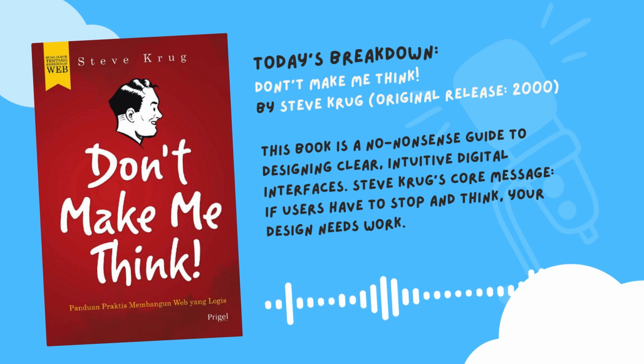Which brings us nicely to the next point, how we really use the web. Krug is very clear on this. Users scan, they don't read. They just glance. Right. They're in a hurry, they're looking for something specific. And crucially, they don't make optimal choices. They pick the first workable option they see.